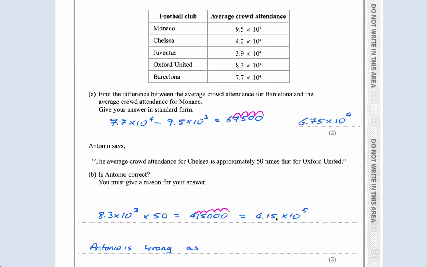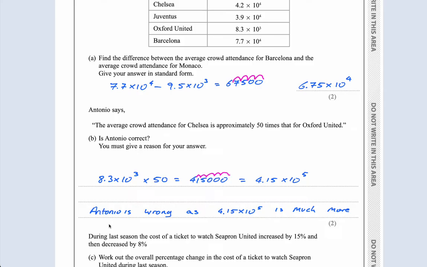as, and I'm going to leave this as your working, 4.15 times 10 to the 5 is much more than Chelsea's. Chelsea's is only 4.2 times 10 to the 4. So it's much more than Chelsea's average attendance.